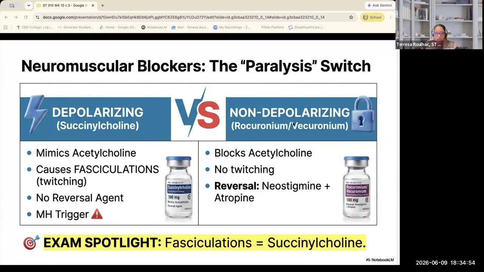Now, we come to the other side, and you'll have medications like vecuronium. These are non-depolarizing neuromuscular blockers. These drugs block muscle contractions without causing those initial twitching. Okay.